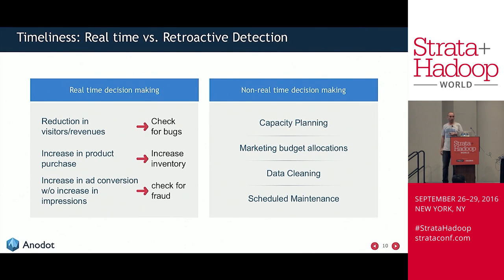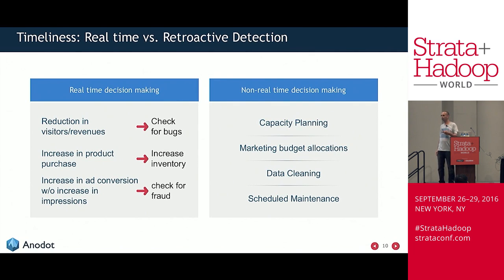Non-real-time decision-making can afford to look at the history of anomalies without running in real time. These are things related to planning. If I'm doing capacity planning, I want to see all the anomalies I had in the last 3 months so I can plan for the capacity in the future. Marketing budget allocations do not have to be real time. I can afford to wait, collect a lot of data and analyze it in a non-real-time manner. Data cleaning, scheduled maintenance, anything related to these can be done with non-real-time decision-making.